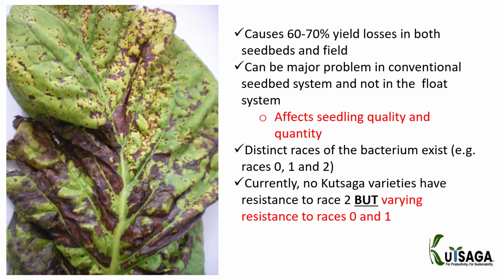A lot of work has been done on angular leaf spot and the bacterium that causes it. It has been characterized and it has been found that there are distinct races of the bacterium that cause angular leaf spot. In Zimbabwe, race 0 and race 1 have been reported to be present. In other parts of the world, there is also race 2. At Kutsaga, our varieties have been bred for resistance to races 0 and 1, but not to race 2.